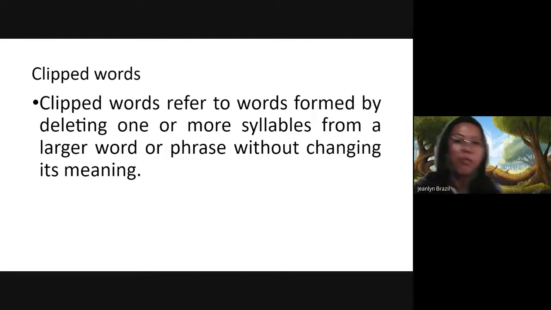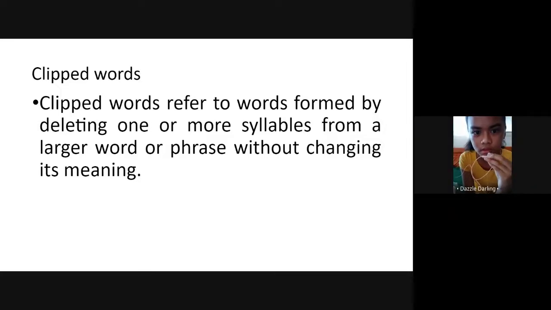Can you please read the first definition? Clipped words refer to words formed by deleting one or more syllables from a larger word or phrase without changing its meaning.